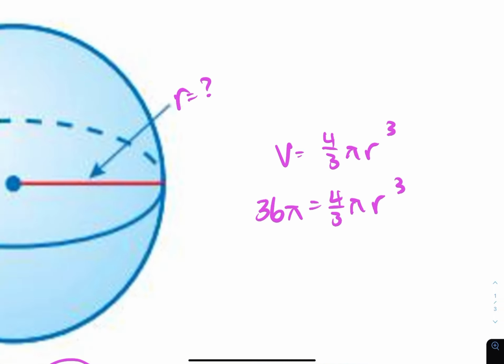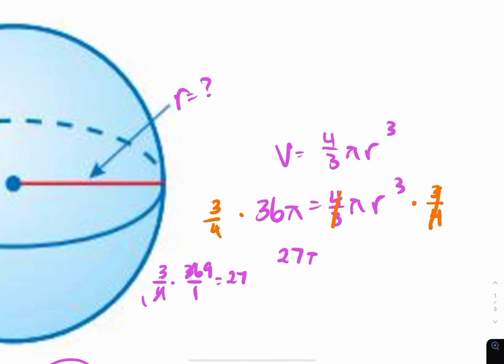Okay, so you may have thought, how would I solve this? Well, here's the thing. Let's get rid of my fraction first. How do I get rid of my fraction? Well, I will multiply by the reciprocal, right? If you multiply by the reciprocal, remember what happens? These fractions actually cancel each other out. And if I do that, if you multiply 3 over 4 times 36 over 1, these cancel out to be 9 and 1. So I get actually 27. So I have 27 pi is equal to pi r cubed.